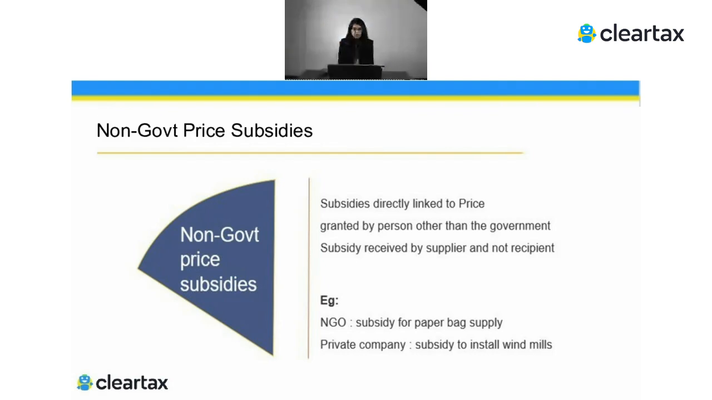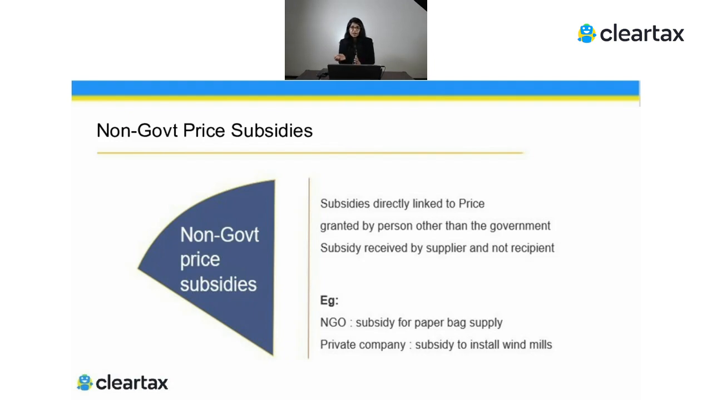Then the second part is non-government price subsidy. So what is this non-government price subsidy? If we talk about the government subsidy, we know that this is not even covered in the definition of consideration because we have anyhow excluded that from the consideration itself. So here, just think of a case where you are supplying a paper bag. And there was an NGO who says that if you give this paper bag, then I'm going to give you some subsidy. And that subsidy is linked directly to that paper bag which I am manufacturing.